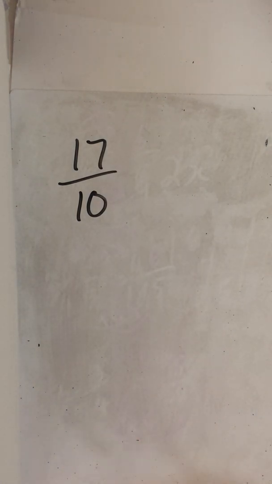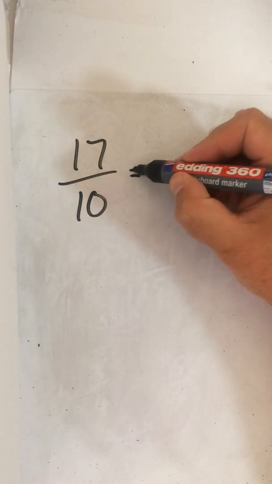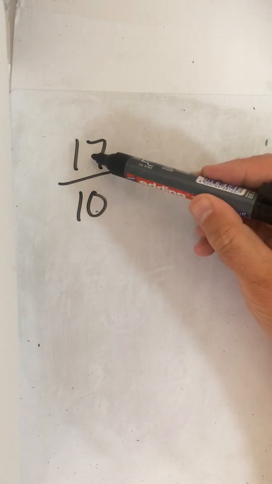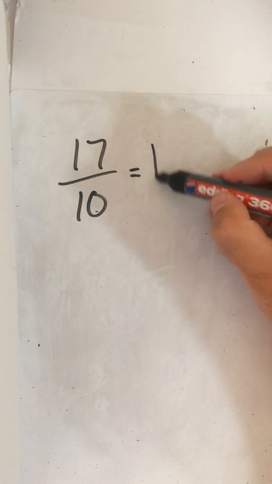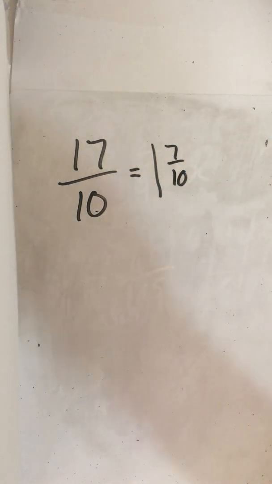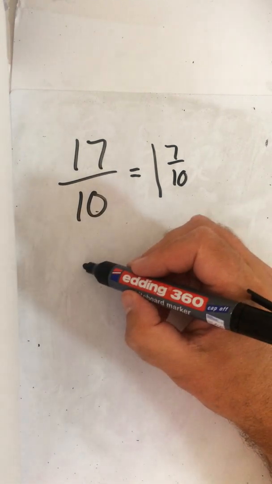It is an improper fraction, okay? So we just need to get into the habit, remember, of turning these into mixed numbers. All we do with this, we say, how many tens go into 17? So 1 ten goes into 17, and it's remainder 7, isn't it? So 1 and 7 tenths, okay?